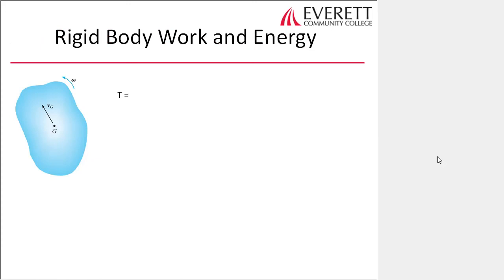So for rigid body work and energy, we're basically just saying the kinetic energy of a body that's undergoing general planar motion is not just the kinetic energy of its center of mass, which would be 1/2 m vG squared. That is translational. We have to add on to it 1/2. I bet you can guess this one if you don't already know it.